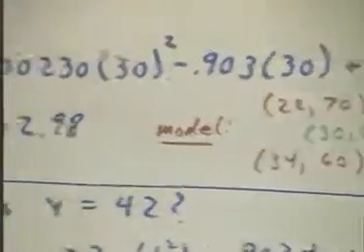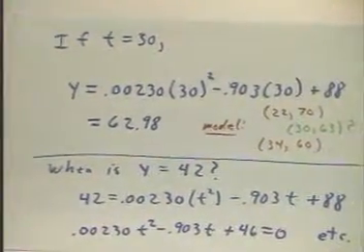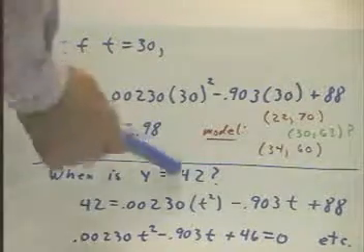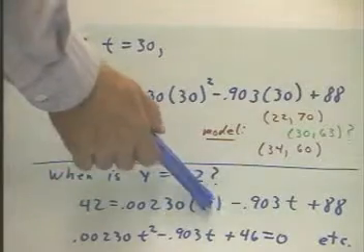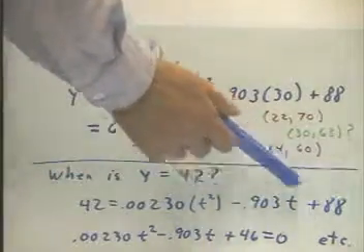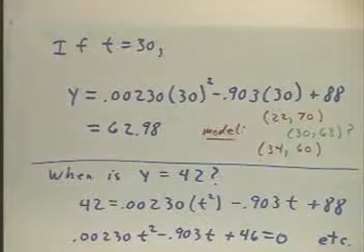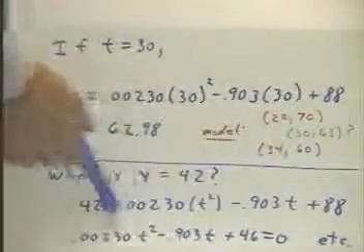If we move back to the question of when the depth is 42, we obtain the equation 42 equals 0.00230 t squared minus 0.903 t plus 88, the equation that results from the model. And we can solve this as a quadratic equation again.